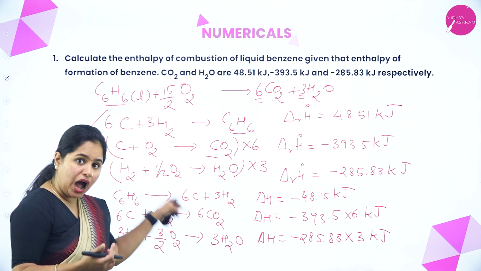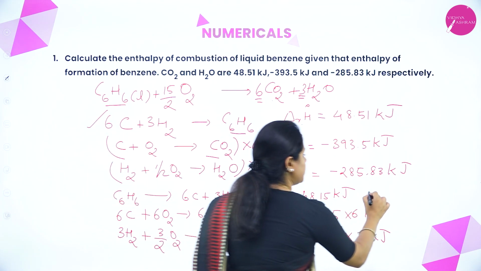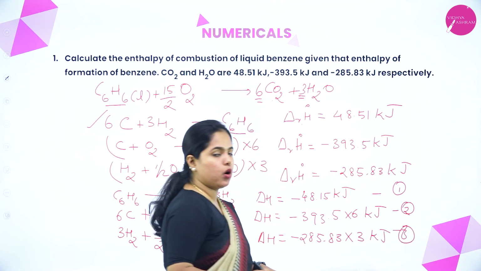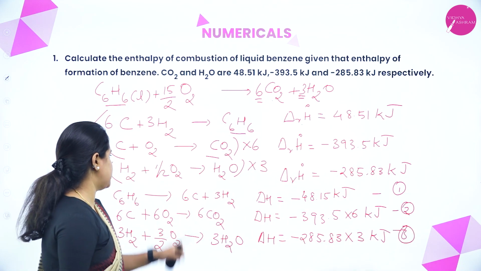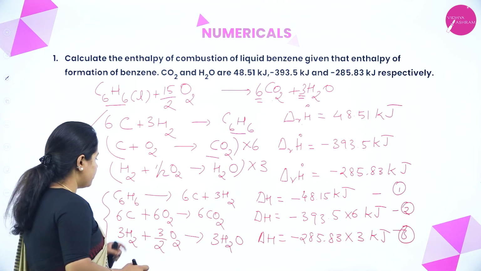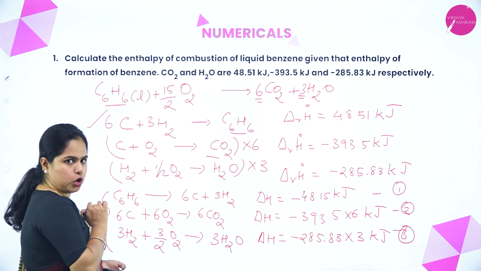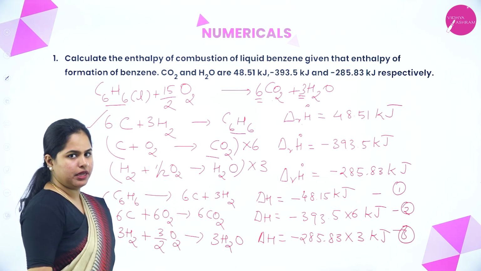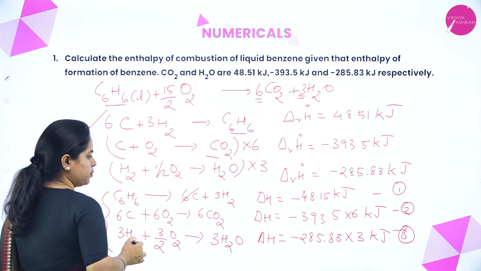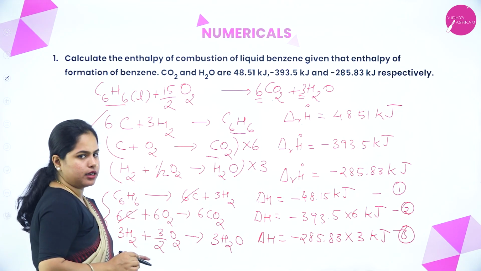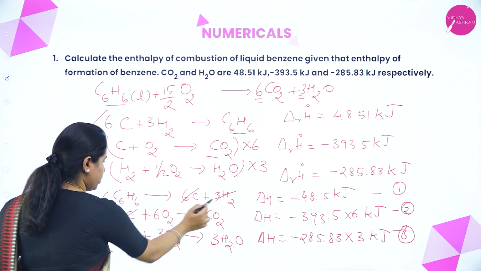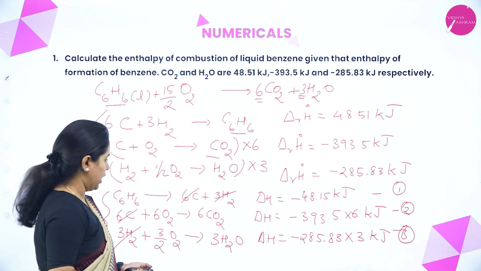Now we are going to add each of these. This is the first equation. This is the second equation. This is the third equation. Now we are going to add 1 plus 2 plus 3. This is the 3 reactions that we require now. So C6H6 is here. Nowhere else you can find the benzene. Now moving on to carbon. Here the carbon is in product side. Here the carbon is in reactant side. So it cancels out with each other. Now you can see 3H2 here, 3H2 here. That also gets cancelled out.